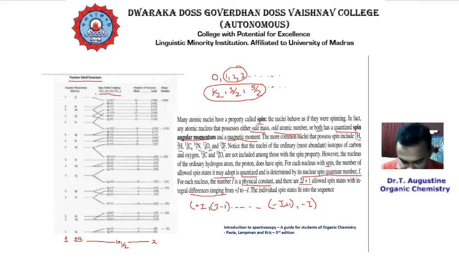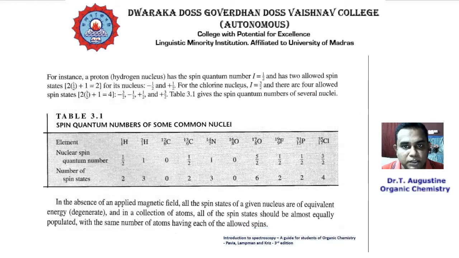Now let us try to understand how to calculate the nuclear spin for a particular nucleus. But before that, let us understand that, for instance, a proton has a spin quantum number I equal to 1 by 2, which we are going to learn very shortly how to calculate. It has two allowed spin states according to the formula 2I plus 1, and the allowed spin states are minus half and plus half.